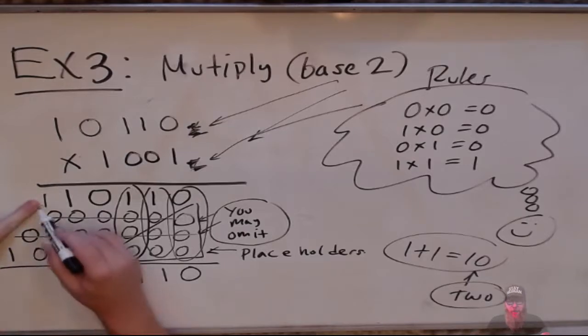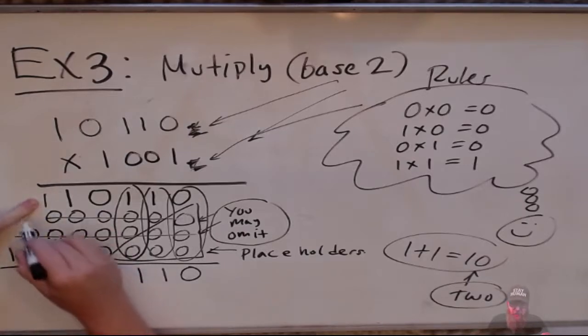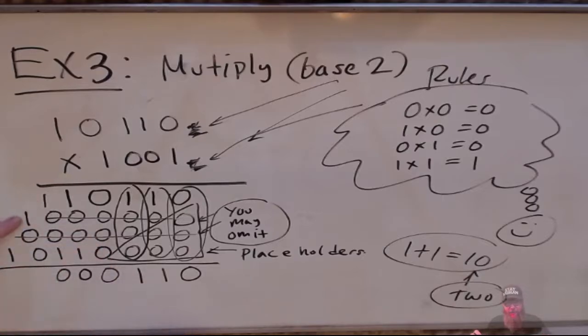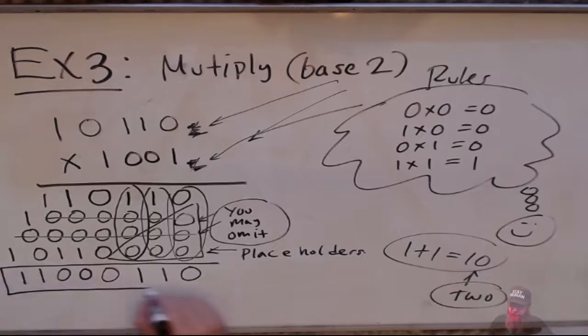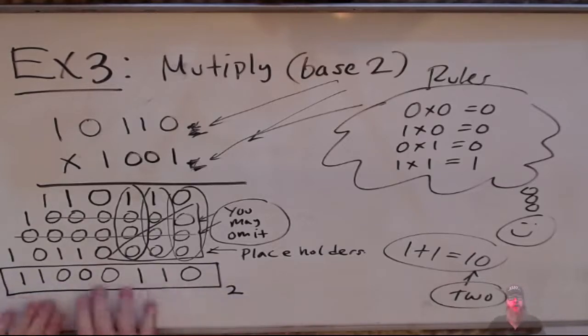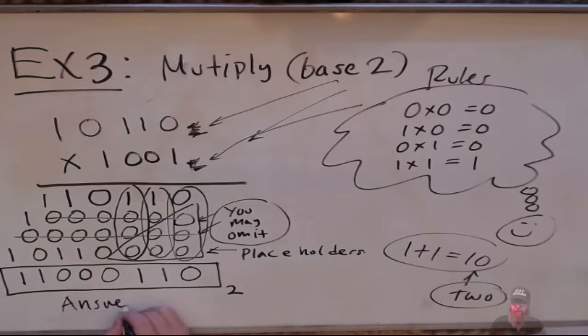So you carry the 1. 1 plus 1 is another 2, again, but it looks like a 10. 1 plus 0 is 1, and then just bring down the last digit if there's nothing to add. And this is your product. This is your answer, base 2. Okay, so we've added, subtracted, and multiplied in base 2.